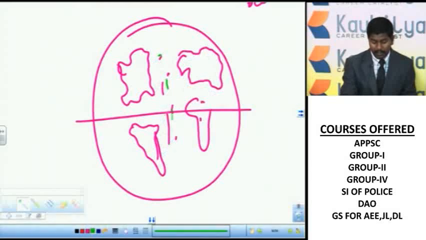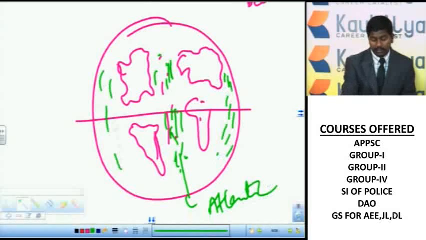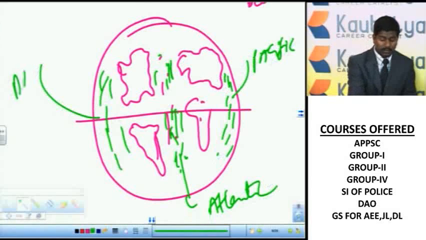So today here is the location of the Atlantic Ocean, a part of the Panthalassa. Here on the eastern side and western side, it is some of the Pacific Ocean, East Pacific Ocean and West Pacific Ocean.